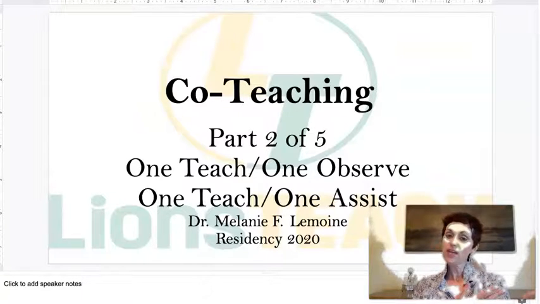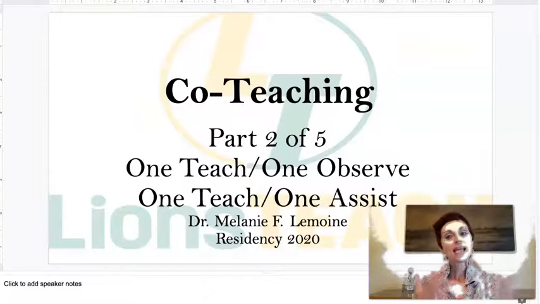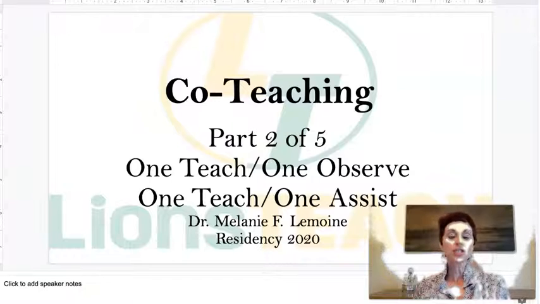We started with an introduction and definitions of co-teaching, and now we're going to start to take a look at the different co-teaching models. As we go through the sessions, we will wrap up with co-planning and how to best identify which models to use under which circumstances.